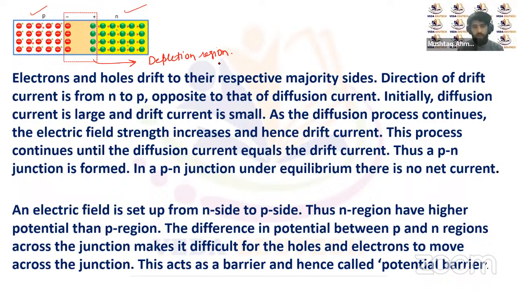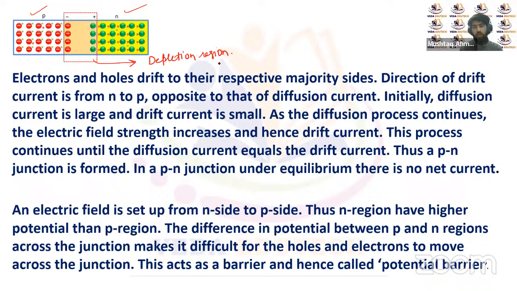This is the depletion region, right? The direction of the diffusion current is from P to N, but the direction of the drift current is from N to P, opposite to that of the diffusion current. Initially, the diffusion current is large and the drift current is small. As the process continues, an electric field is set up in the depletion region, which stops the diffusion current and in turn increases the flow of the drift current. This process continues until no current is flowing, or we can say the diffusion current becomes equal to the drift current.